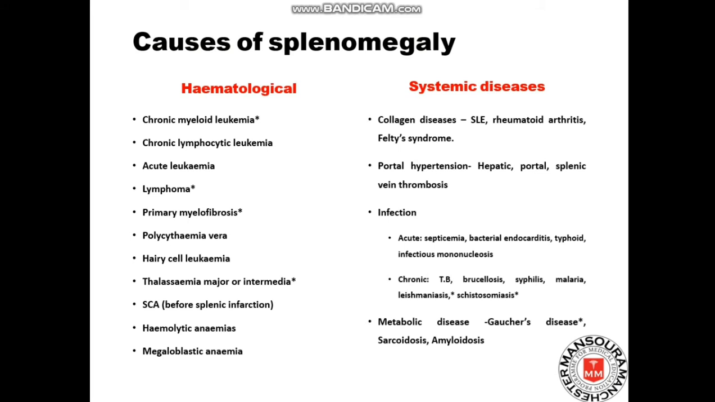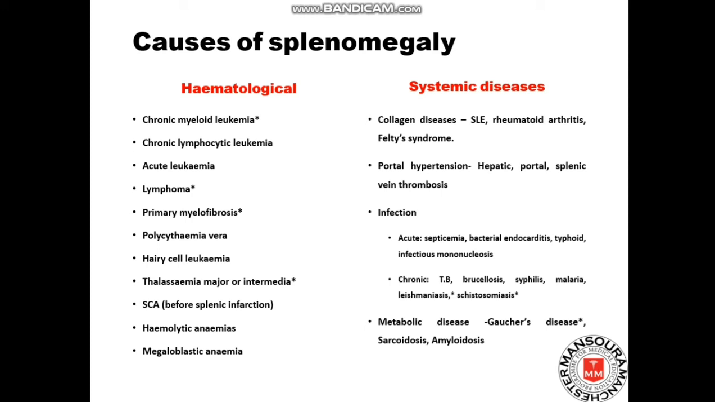Causes of splenomegaly, which is an important topic you must know. Hematological causes: chronic myeloid leukemia, chronic lymphocytic leukemia, acute leukemia, lymphoma, primary myelofibrosis, polycythemia rubra vera, hairy cell leukemia, thalassemia major or intermediate, sickle cell anemia before splenic infarction, hemolytic anemia, megaloblastic anemia.